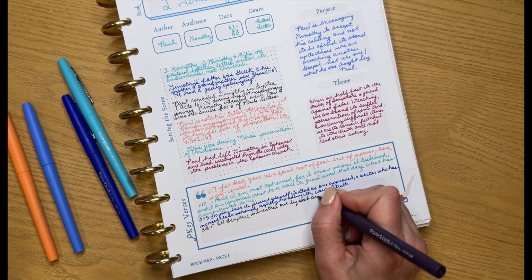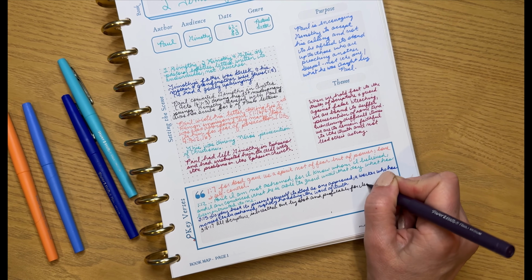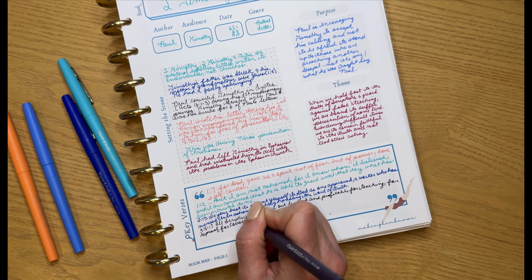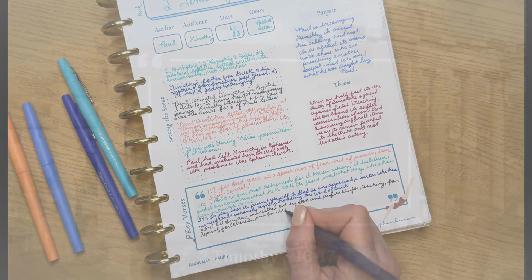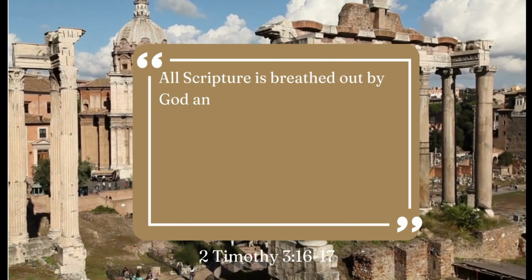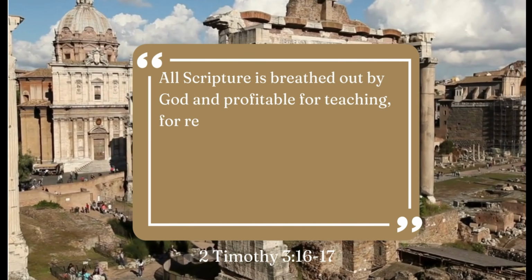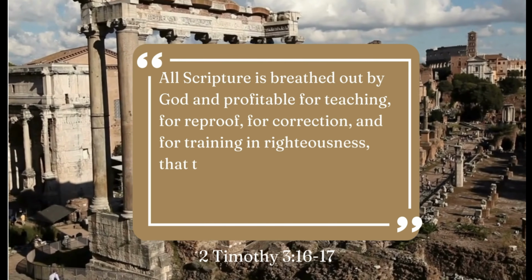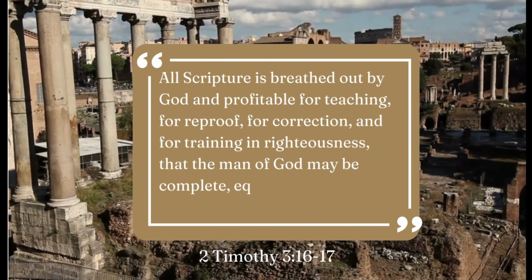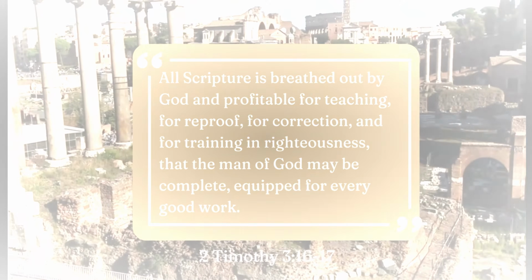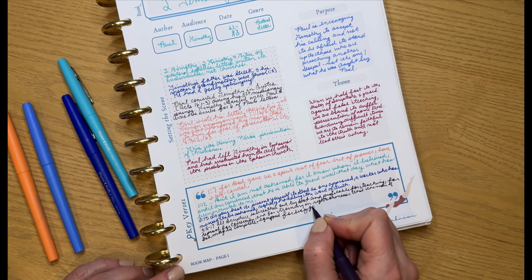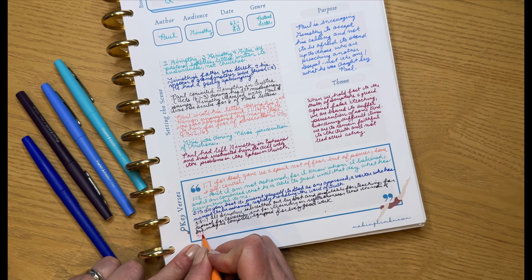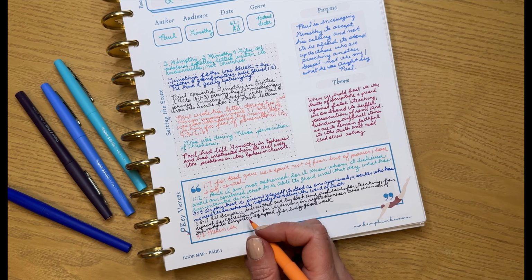And then we have 2 Timothy 3:16 and 17, which is one of the most beautiful verses, I think, in the Bible. It says, all scripture is breathed out by God, and it's profitable for teaching, for reproof, for correction, and for training in righteousness, that the man of God may be complete, equipped for every good work. Again, this is along the same themes as to hold fast to the truth, because when you do that, you are going to be equipped for every good work.